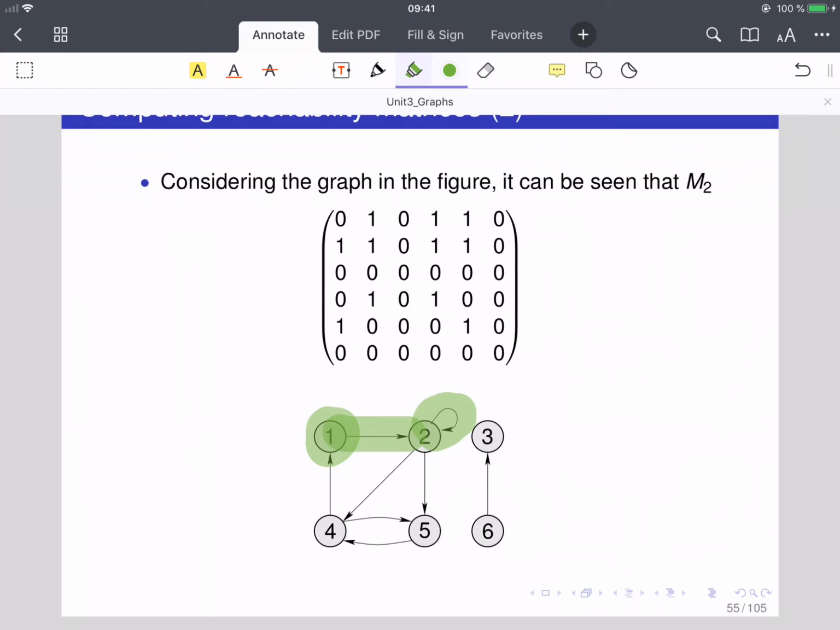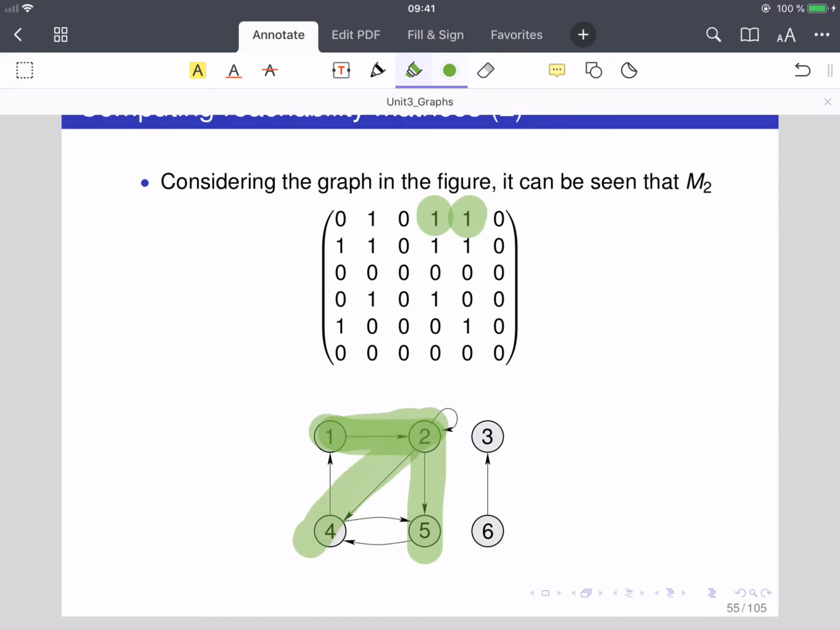Notice also that I can go from 1 to 4 with a path of length 2. I can go first to 2 and then to 4, and I have a path of length 2. Also, I can go from 1 to 2 and then to 5, and then I have a path of length 2 from 1 to 5. So this gives us the one in position 1, 5, and we also had this one in position 1, 4, because we can go from 1 to 2 and then to 4, okay?